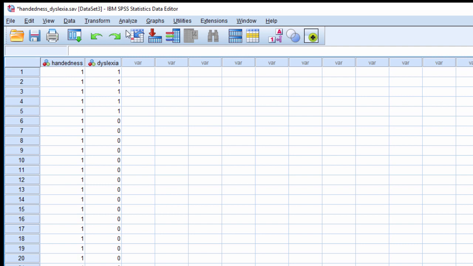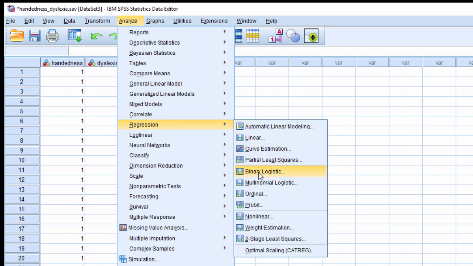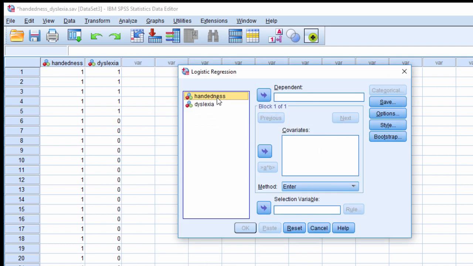To analyze these data, you do it in the same way as a bivariate regression. You just have to choose a different option in the menu. Go into Analyze, Regression, and Binary Logistic. Handedness, which is the independent variable, goes in the covariates box. For some reason, SPSS calls independent variables covariates in logistic regression. Next, we put dyslexia, the dependent variable, in the dependent box.